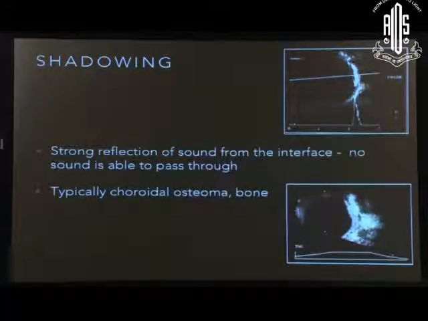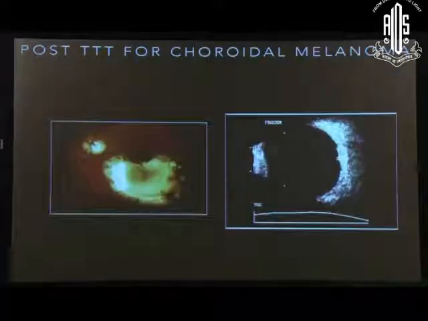Now what is shadowing? Shadowing or reflection. You have structures like bone, which can be within the choroid, as in a choroidal osteoma, or as in here, you have a displaced orbital bone from an orbital fracture. You see here all the sound is getting reflected back. Nothing is passing beyond it. This is the phenomenon called shadowing, and it's typically seen in choroidal osteomas or bone.